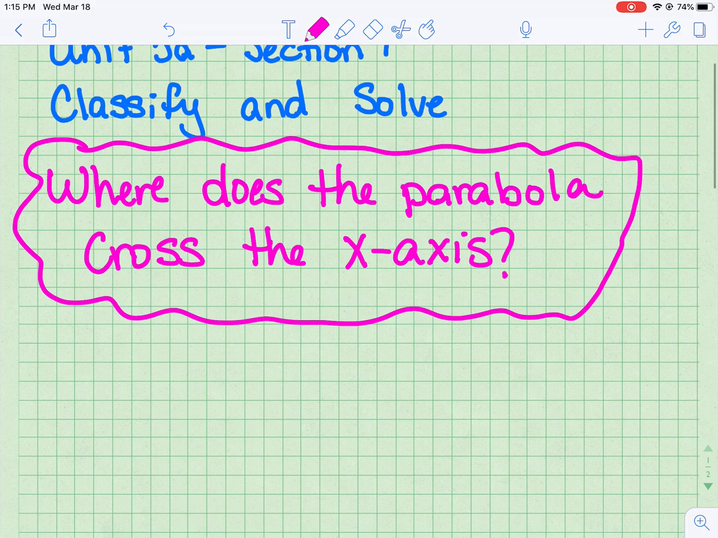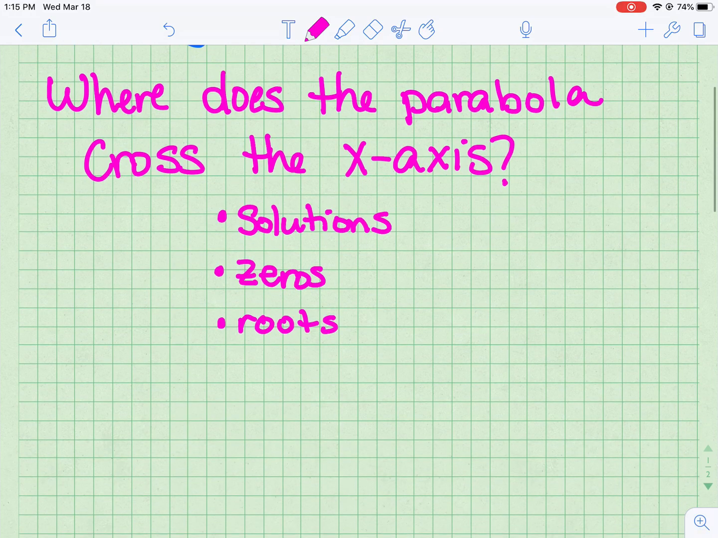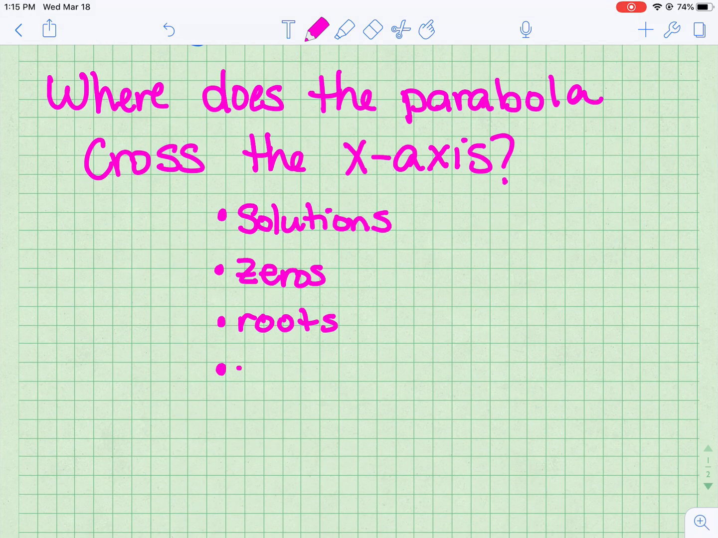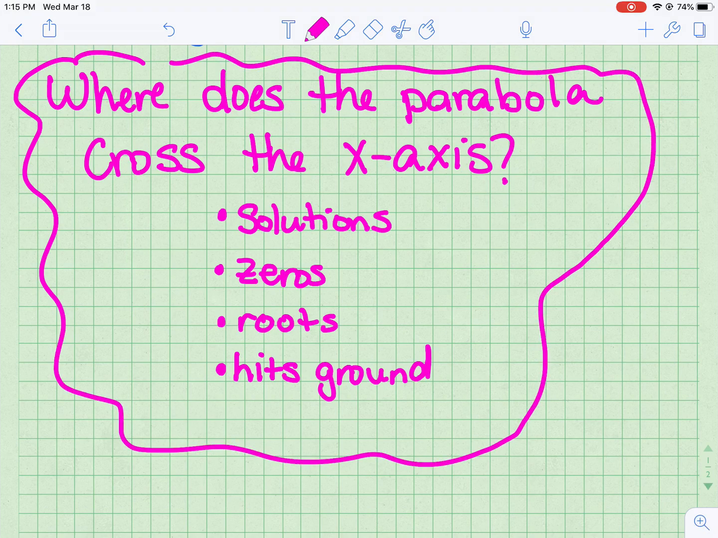Oh, before we talk about that, let's go back. There's different ways we can call where it crosses the x-axis. We have solutions. We have zeros. And we have roots. And if we're talking about a word problem, we might say, where does it hit the ground or the water? Whatever we're throwing. So this is the big idea that we've been doing. The entire unit is all about, where does the parabola cross the x-axis? So don't lose sight of the big idea.